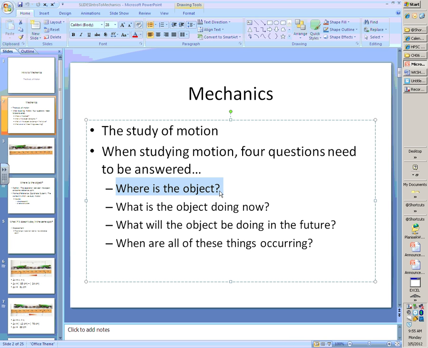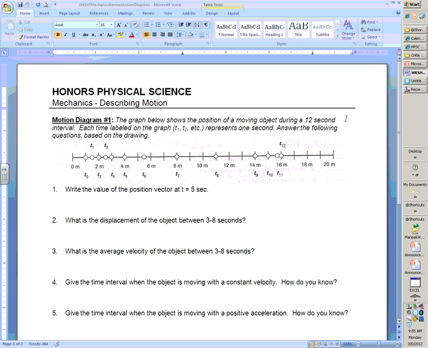Here's one: position. Position tells us what, Chris? Where it is at that moment in time. Okay? I'll pause 1 second. On this sheet here, right?